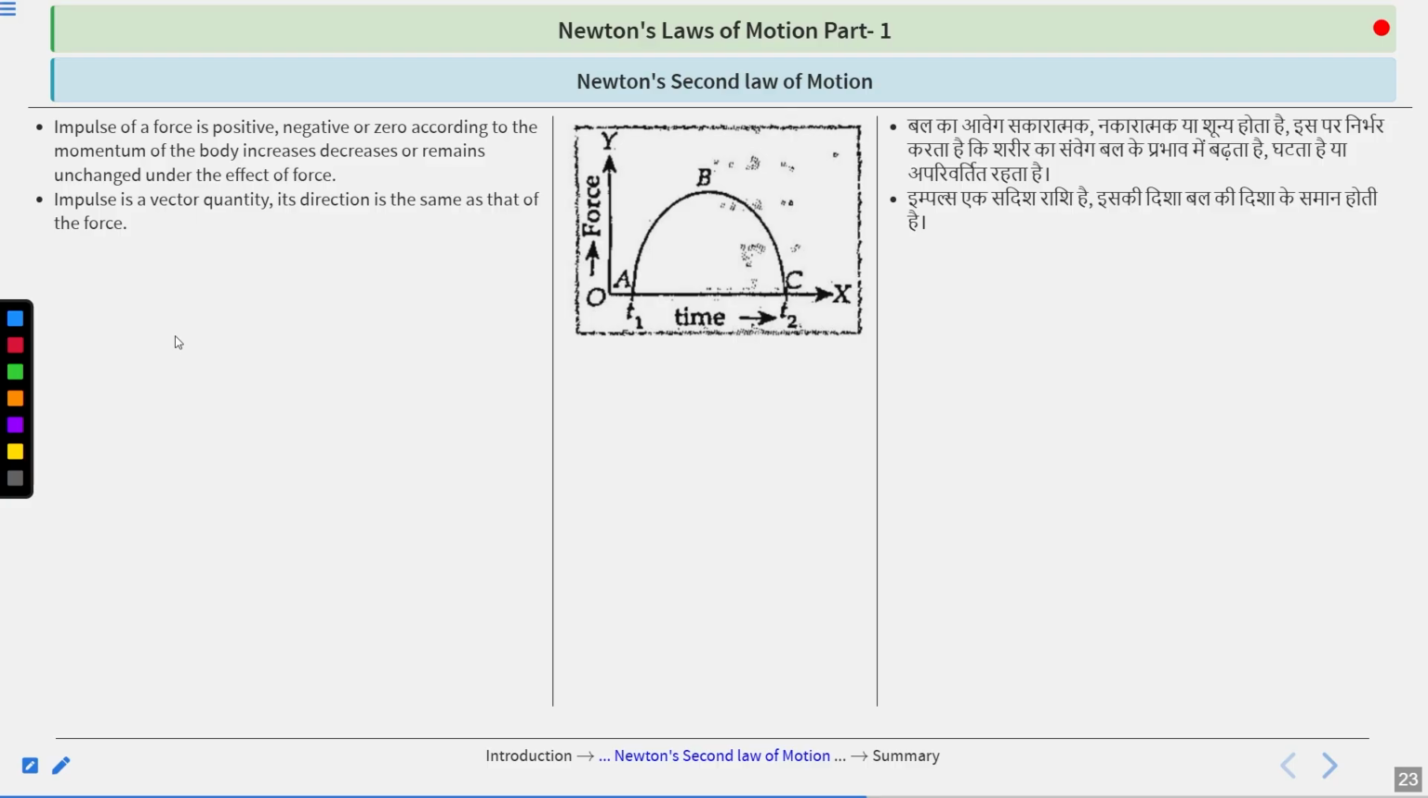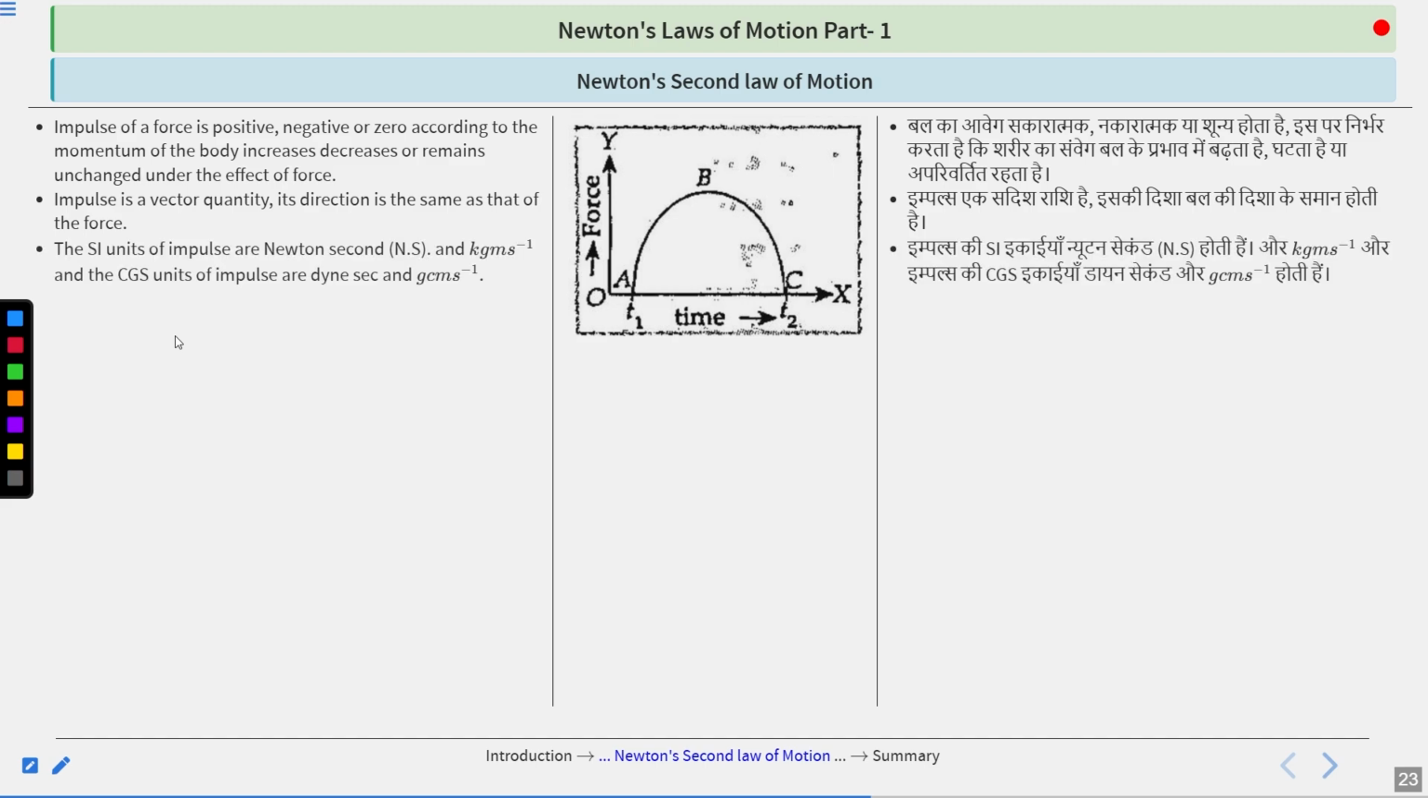Impulse is also a vector quantity because it has both magnitude and direction. The direction is the same as that of the force applied. The SI units of impulse are newton second (N·s) and kg·m·s⁻¹, and the CGS units of impulse are dyne second and g·cm·s⁻¹.